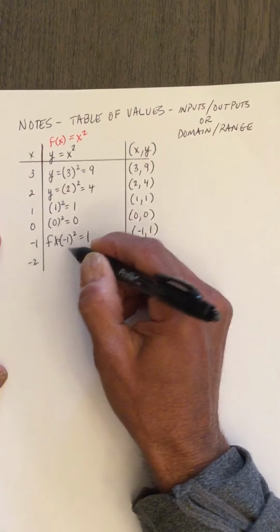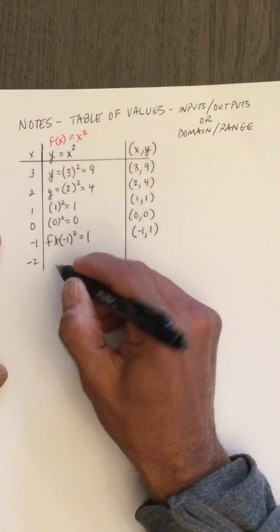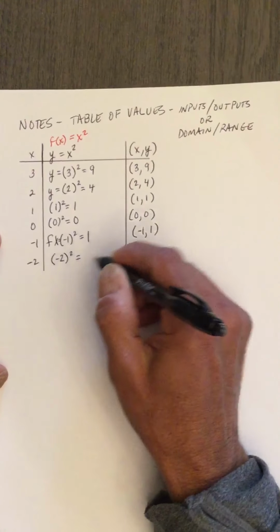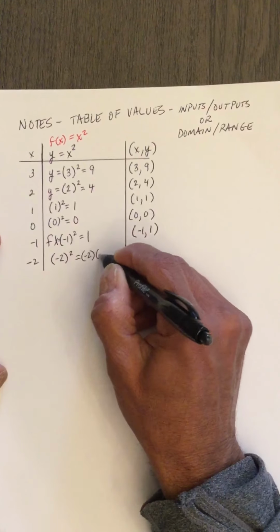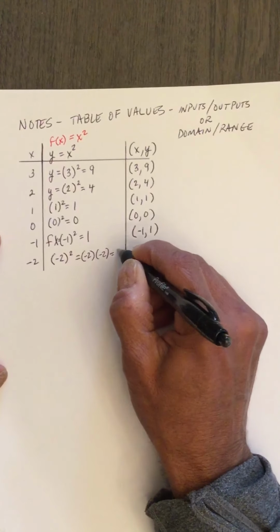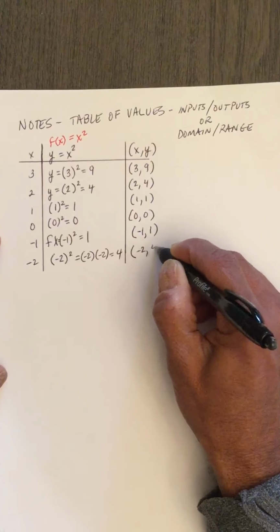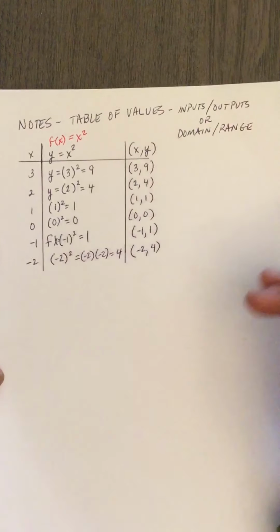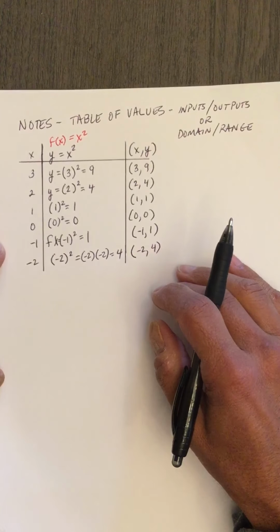If I put a -2 into this problem, basically you're just doing (-2) squared. That's saying -2 times -2, which is going to give me a +4. So when I put in a -2, I get a +4 out, right? And I'm going to give you guys some problems to do like this today on a worksheet.